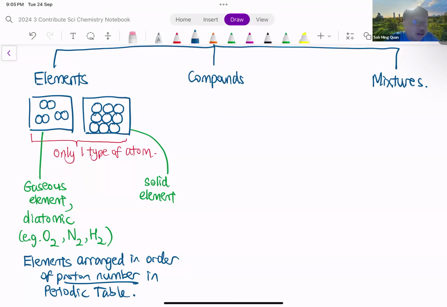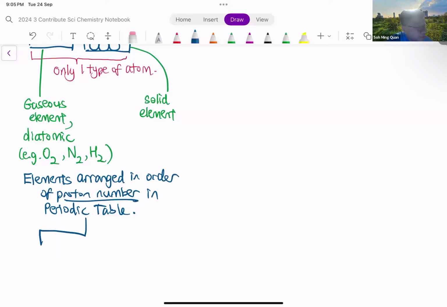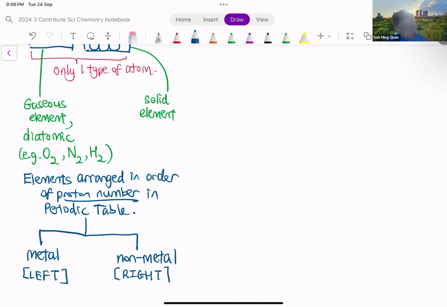For example, water. Water is not in the periodic table, right? Therefore, water is not an element. Steel is not an element because steel is not in the periodic table. Okay? Now, in the periodic table, of course, you have two types of elements: metals and non-metals. I hope we know by now, the metals are located on the left-hand side of the periodic table. The non-metals are located on the right-hand side. Okay, that's how we divide the metals from the non-metals.